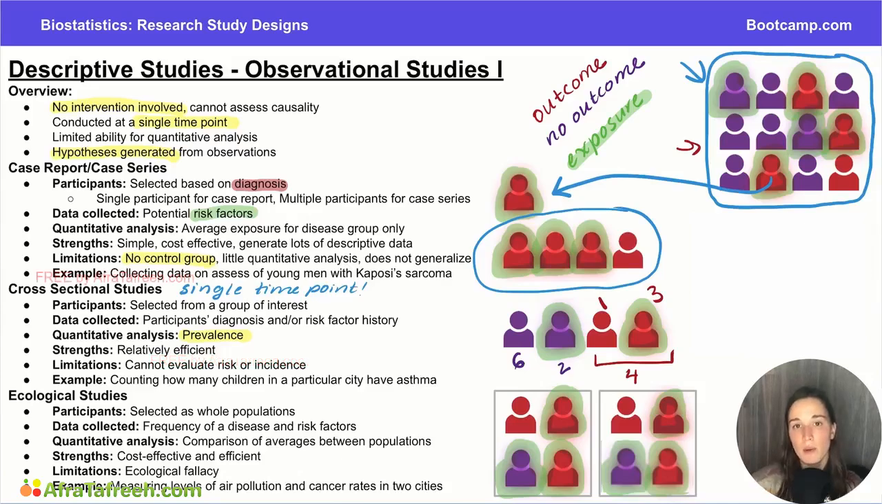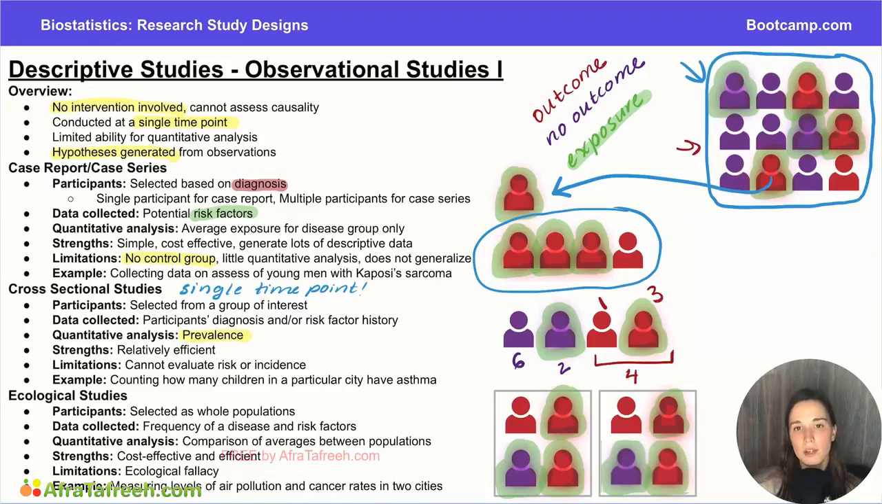This example, where we're looking at both an exposure and an outcome that we've hypothesized prior to conducting the study, makes this type of cross-sectional study an analytical study. Generally, boards questions won't ask you to categorize something into a descriptive or an analytical study, but it's just something to help you categorize all of these studies in your mind.